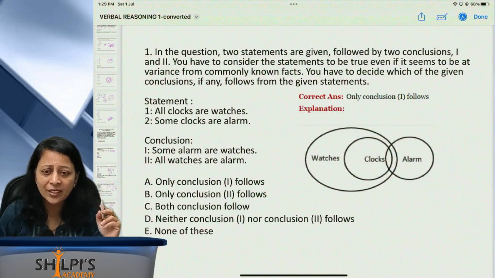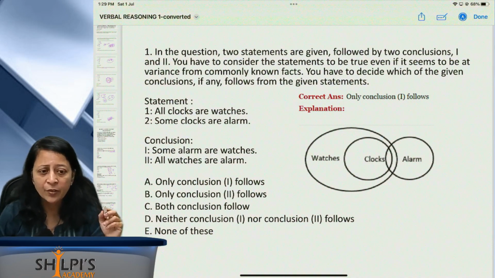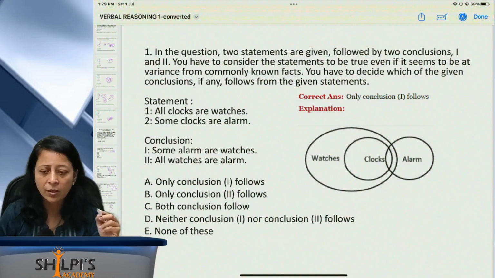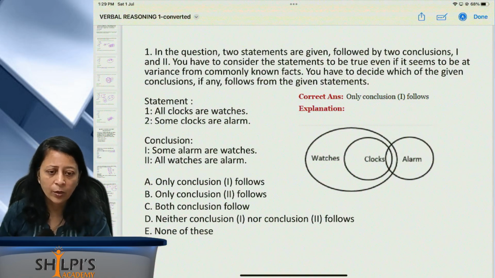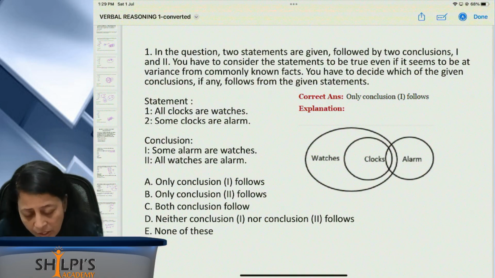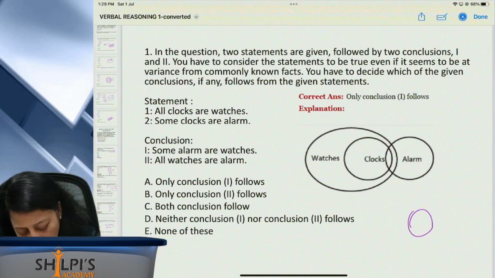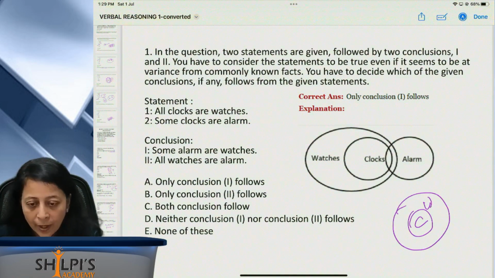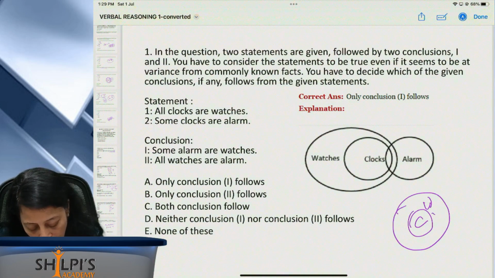You have to consider the statements to be true even if it seems to be at variance from commonly known facts. You have to decide which of the given conclusions, if any, follows from the given statement and conclusion. Okay, you have to just check. Statement is all the clocks are watches. We have to just draw for, okay, all the clocks given here, they are all watches. Okay. Some clocks are alarm. Some clocks are also alarm.